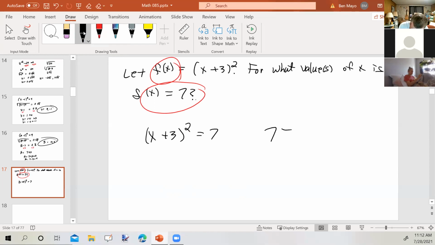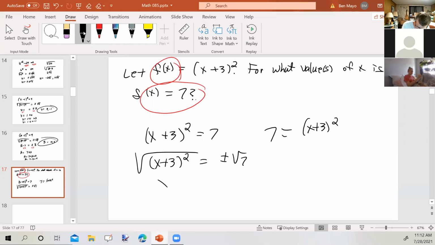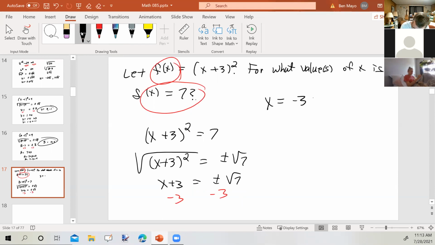In other words, I could also have written it this way. I just like to have my square on the left side of the equation, but it works either way. So now we'll take the square root of both sides. We get x plus 3 equals plus or minus the square root of 7. Okay, so now we're going to subtract 3 from both sides. So x equals negative 3 plus or minus the square root of 7.